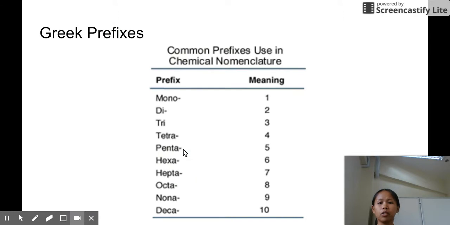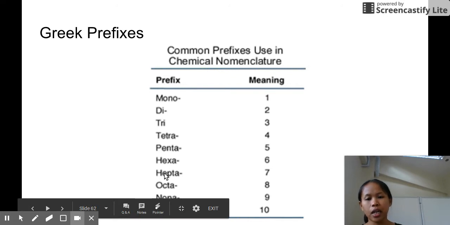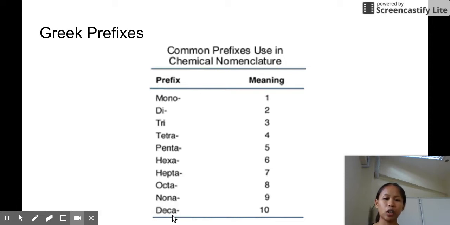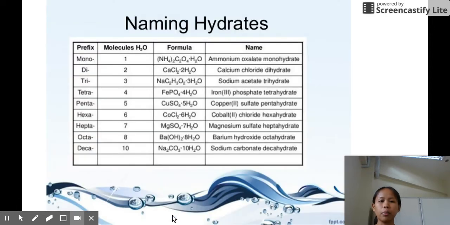Now these are some of the Greek prefixes. We'll just have the 1 up to 10 prefixes. You use mono if there's 1, di if there's 2, tri if there are 3, tetra for 4, penta for 5, hexa for 6, hepta for 7, octa for 8, nona for 9, and deca for 10. So please be familiar with the prefixes because we will be using these prefixes also for covalent compounds later on. So these are some examples of hydrated compounds.